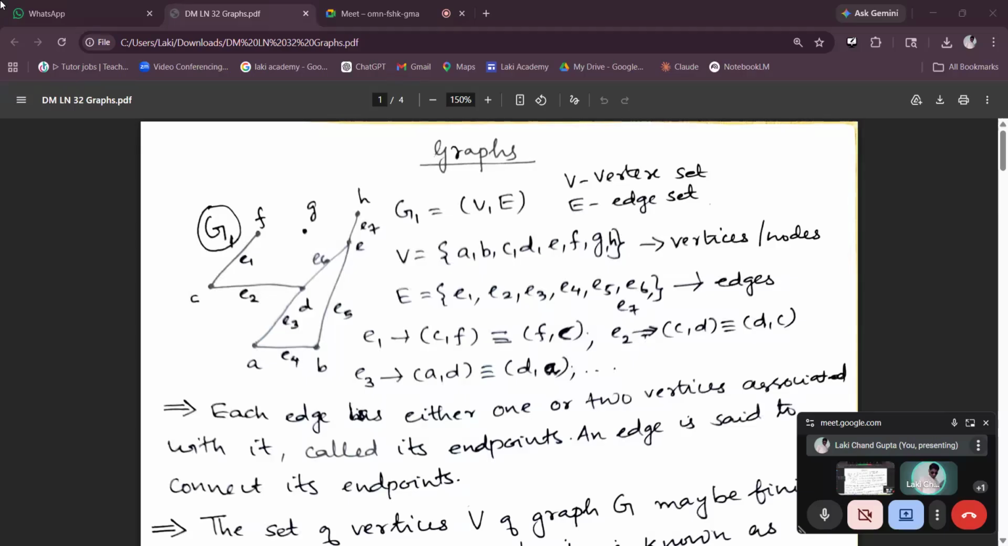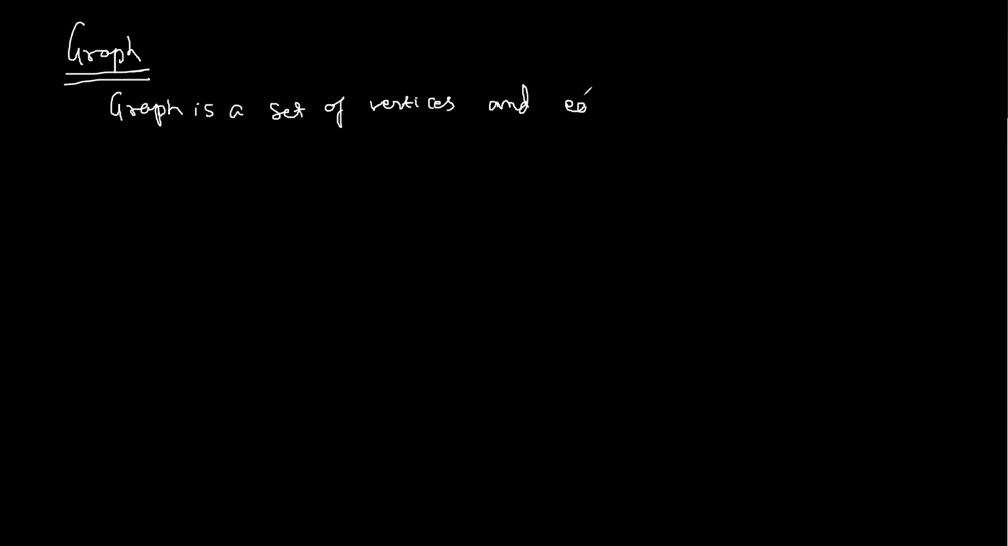Now see, next topic is graph theory. What is graph? Graph is a set of vertices and edges. Okay. Let's suppose this is a graph.